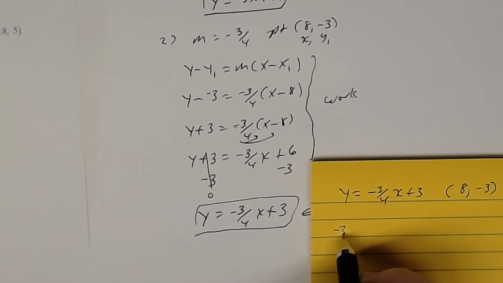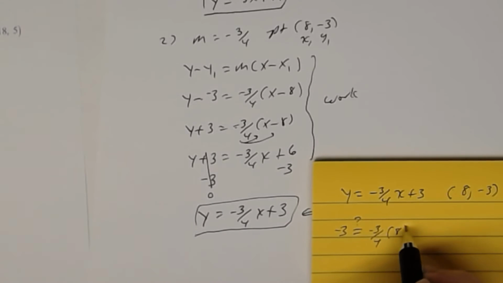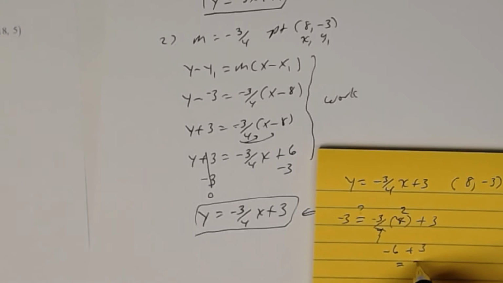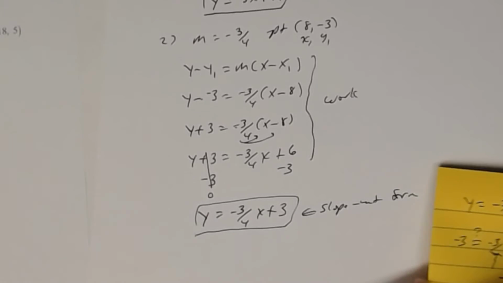So y is -3, and then we want to see if that's going to equal -3/4 times x, which is 8, plus 3, right? Okay, let's remember. So you have to simplify the right-hand side. The left-hand side, there's nothing you can do there. It's just -3. But remember, order of operations. So I have to multiply before I add. So let's go ahead and multiply. 4 into 4 is 1. 4 into 8 is 2. A -3 times 2 is a -6. And -6 plus 3 is a -3. And that's what this was right here. All right. So what I have is correct.